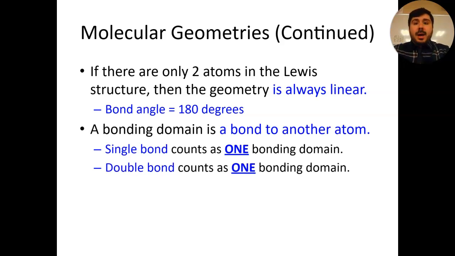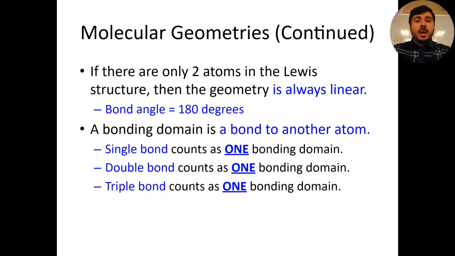No, it's actually going to be one, right? Because a double bond at its essence is just a bond. It's a bond between two atoms, right? So any given bond between two atoms, single, double, or even triple, is one bonding domain. And I like to call them instances of bonding. If there's an instance of bonding between two atoms, whether it's single, double, or triple, it's one instance of bonding, so therefore one bonding domain.